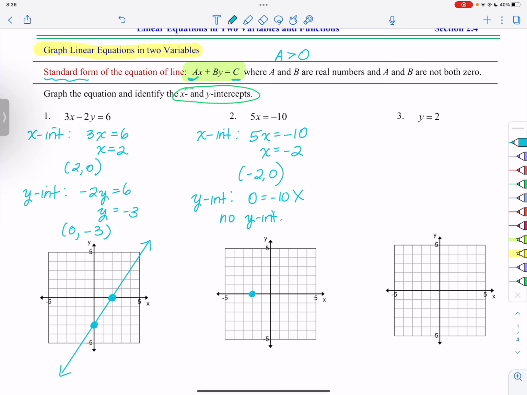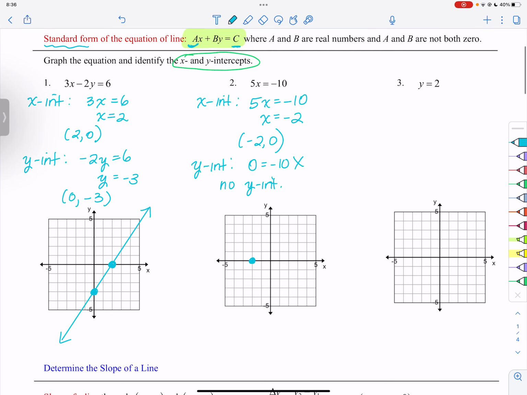That's a false statement. So if there's no y-intercept and it never intersects the y-axis, we can now read this a little differently. When we solved this equation, you see here, x is always negative 2. So what would that look like? Here, x is always negative 2.